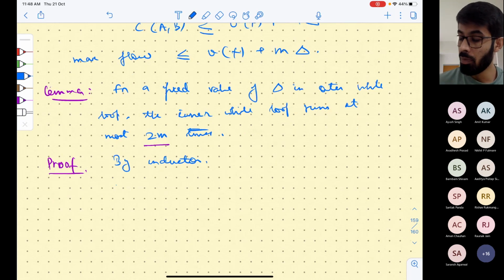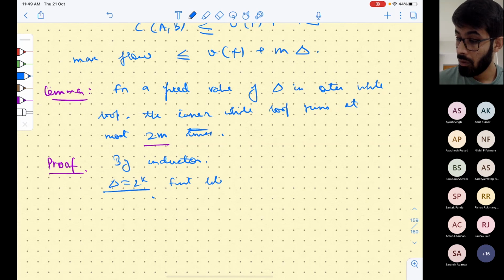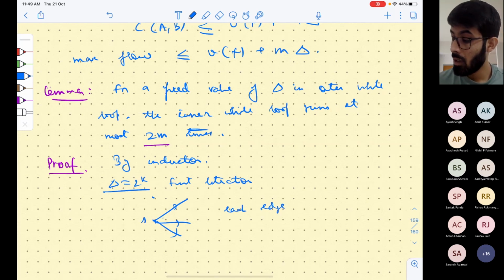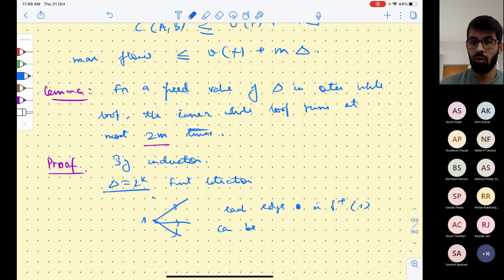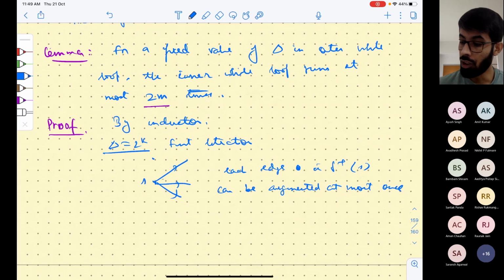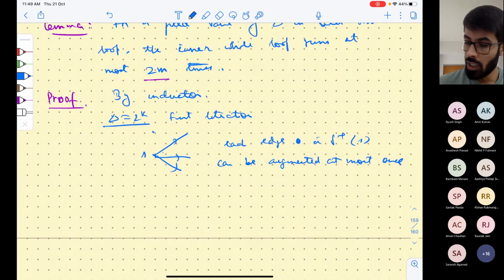So for the first delta, we have each edge out of S, for delta equal to 2 to the k, the first iteration. So for that, each edge outside S, in delta plus S, can be augmented at most once, right? So this is true for the first iteration. And now let's say that we look at some iteration of the while loop.